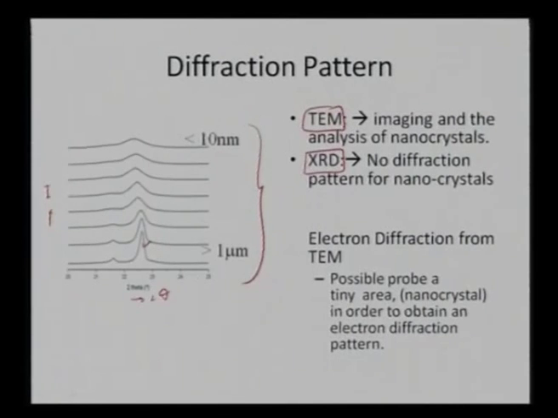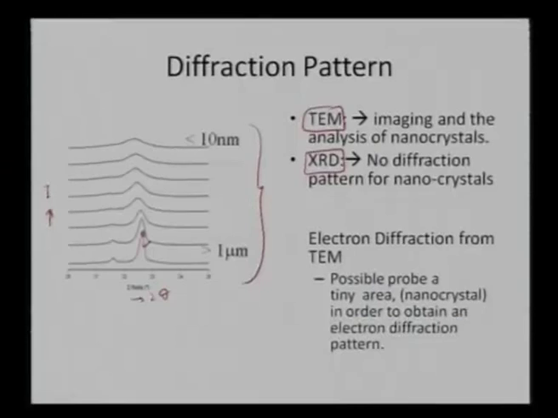So, for a microcrystalline material which has grain size greater than 1 micron, I will see a peak which is associated with a particular 2 theta value. So, I am getting a certain intensity from the crystal after it has diffracted. So, I am getting some information, but as soon as the material becomes much more nanocrystalline, rather than micron size, then what happens?